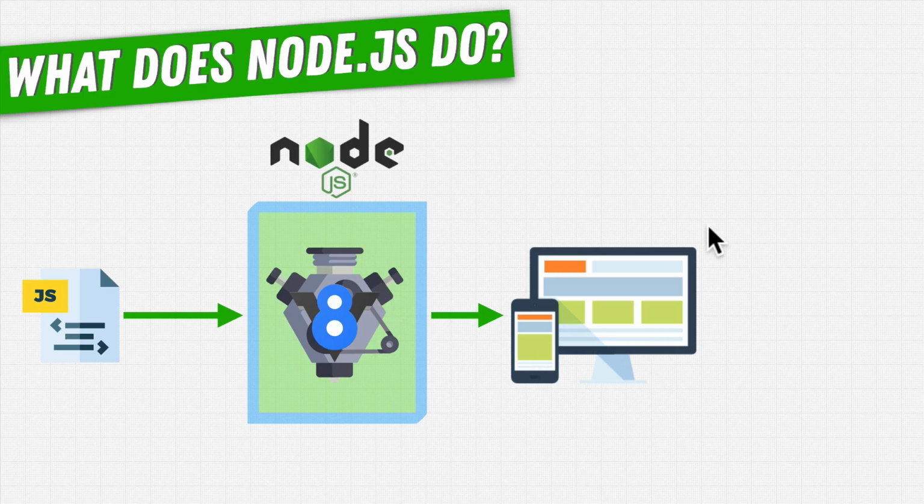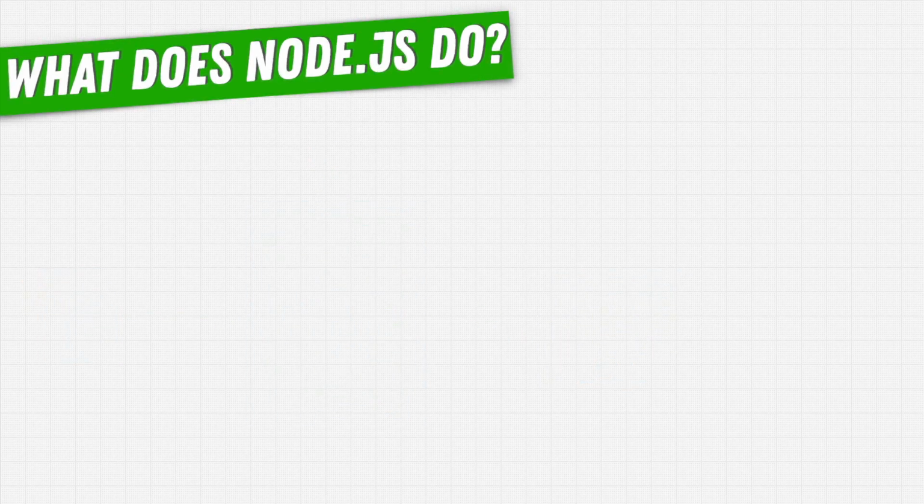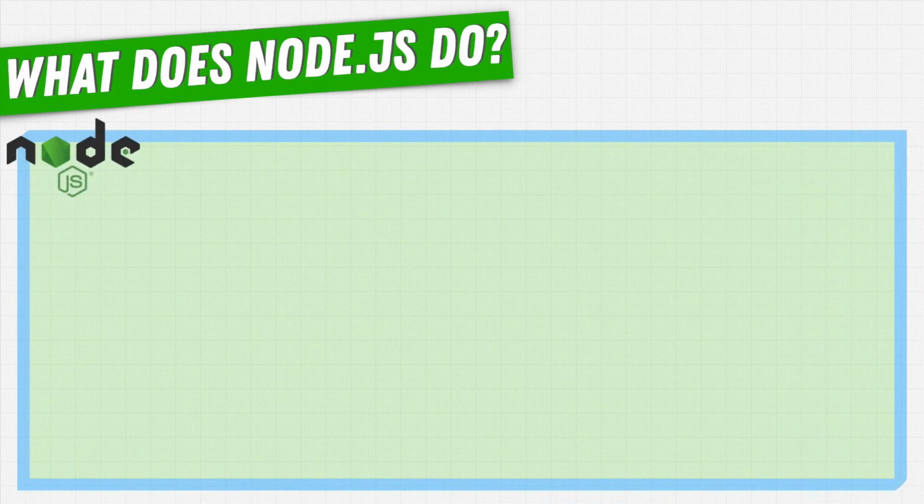But what happens when we try to get the arguments passed to our Node process? Or when we try to read and write files on our system here? All these things that Node can do that our browser can't. For that, let's take a look inside of the Node.js runtime.